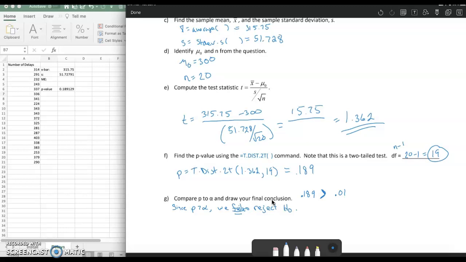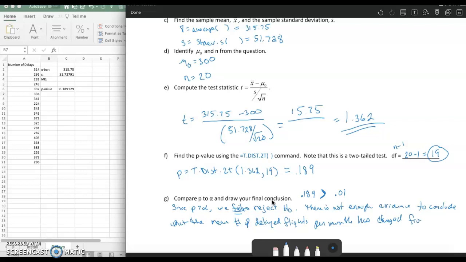What that means in context is that there is not enough evidence to conclude that the mean number of delayed flights per month has changed from 300. So remember again, I have to watch my wording. I just don't have enough evidence that it has changed.